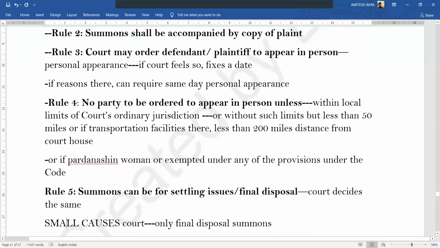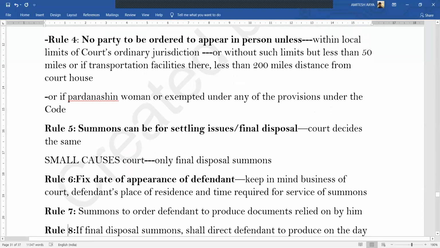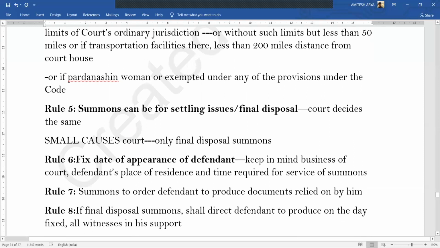And Rule 5 says what is the need of summons? Summons can be for two things. First, for settlement of issues, or for final disposal of the case, and the court will decide in what case what kind of thing has to be given. And the important thing is that a small causes court, if it is issuing a summons, it will only be for a final disposal. Now, Rule 6 is that it will be fixing the date of appearance of the defendant.